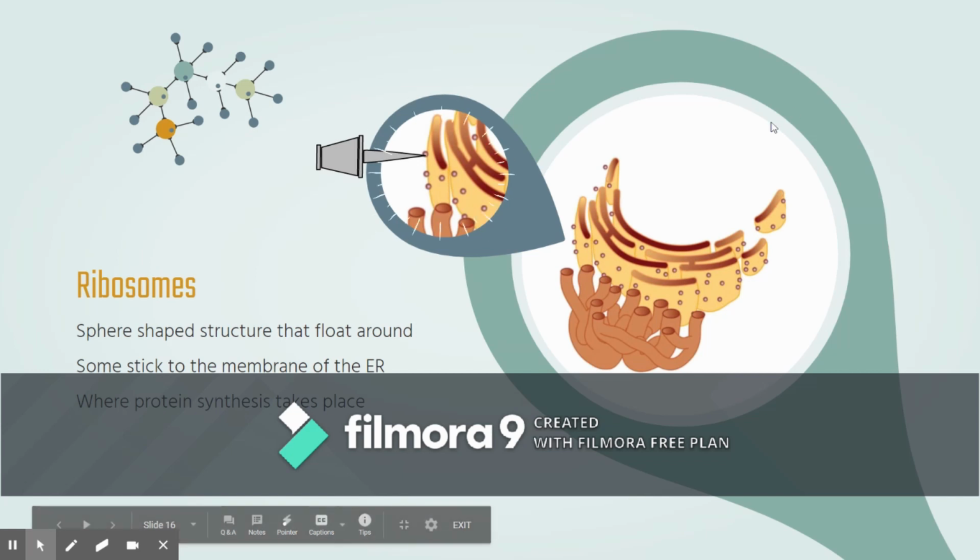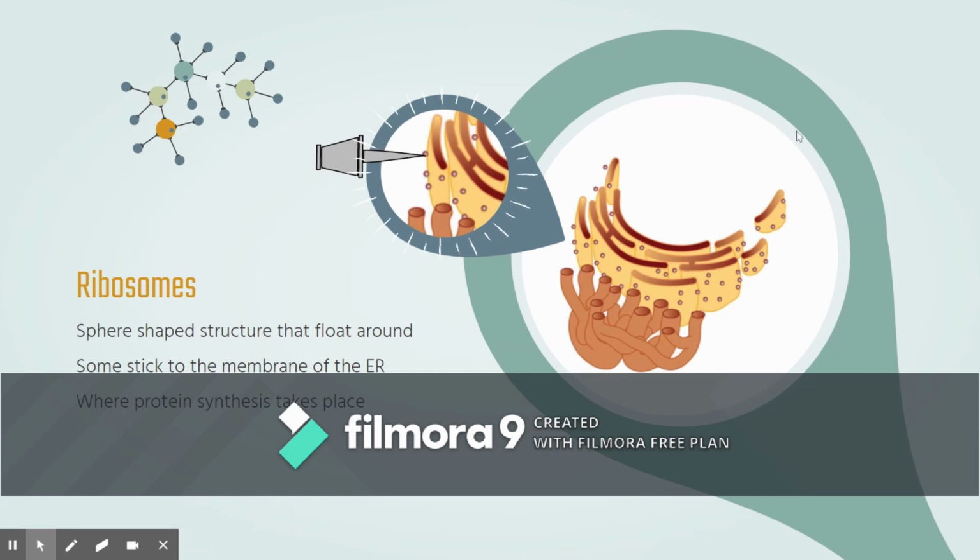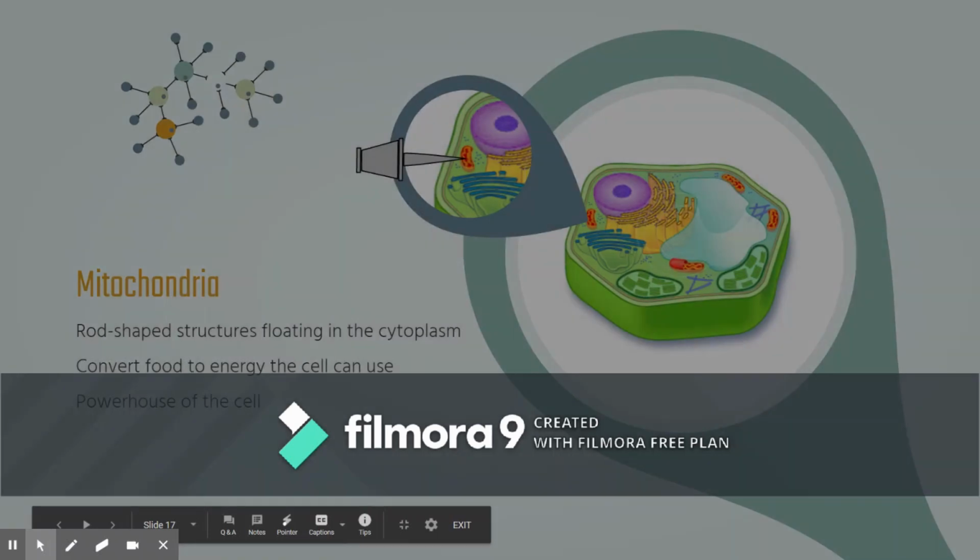Ribosomes. Ribosomes are sphere-shaped structures that float around in the cytoplasm. Some of them stick to the membrane of the ER, as shown in the visual. Also, ribosomes produce proteins, aka where protein synthesis takes place.